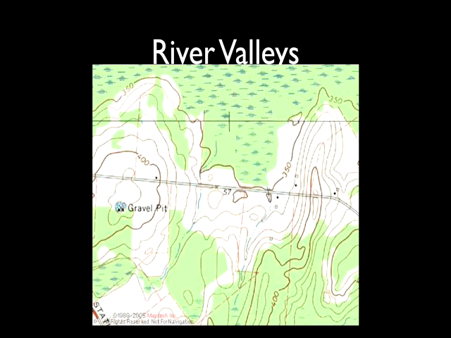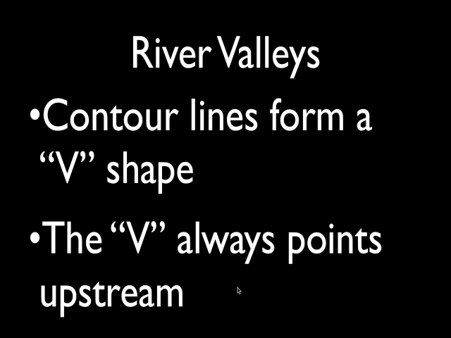We can also identify river and stream valleys, or lower areas that streams have carved out, by the fact that as they cross the contour lines, they make a V shape. Can you see the V shape here and here? There's a V shape there, right there, and another one right there. The V shapes are formed when a river valley or a stream valley crosses a contour line. So contour lines form a V shape when they are crossed by a river or a stream.